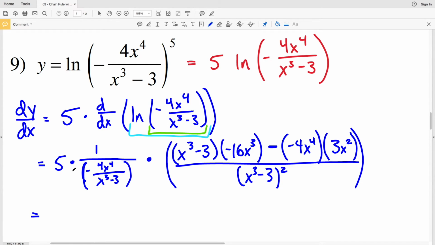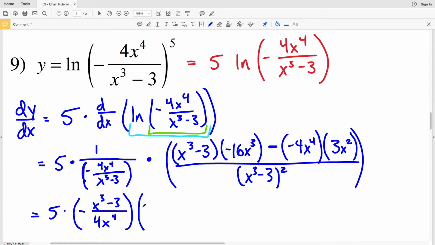Now we have 5 times 1 over negative 4x to the fourth over x cubed minus 3. But 1 over some fraction is the reciprocal. So we'll have 5 times the reciprocal of negative 4x to the fourth over x cubed minus 3, which is negative x cubed minus 3 over 4x to the fourth.